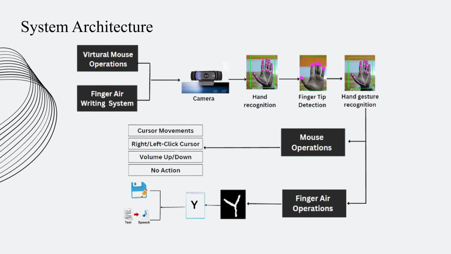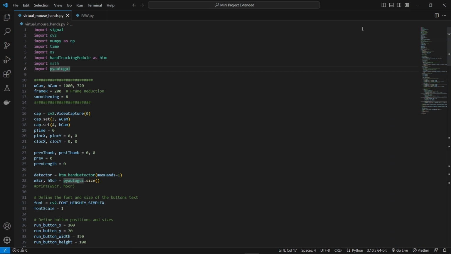And if the user chooses the finger writing option, he needs to draw the character that he wants to predict. And after prediction, the user is asked to choose between two options, either to speak out what the system has predicted or to save the predicted characters. Based on the option chosen by the user, the following operation is performed. And here is the execution of virtual mouse and finger writing.